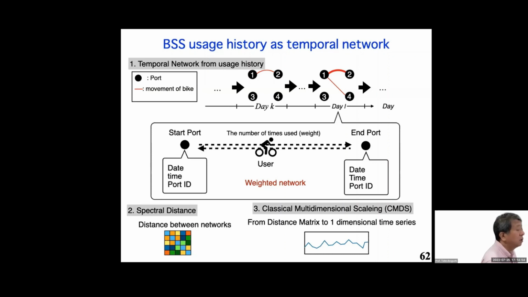So you can obtain the network GK for day K and the network GL for day L, and you can calculate the distance DKL between GK and GL. We applied the spectral distance to this DKL, applied the CMDS to these distance matrices, and analyzed the result.